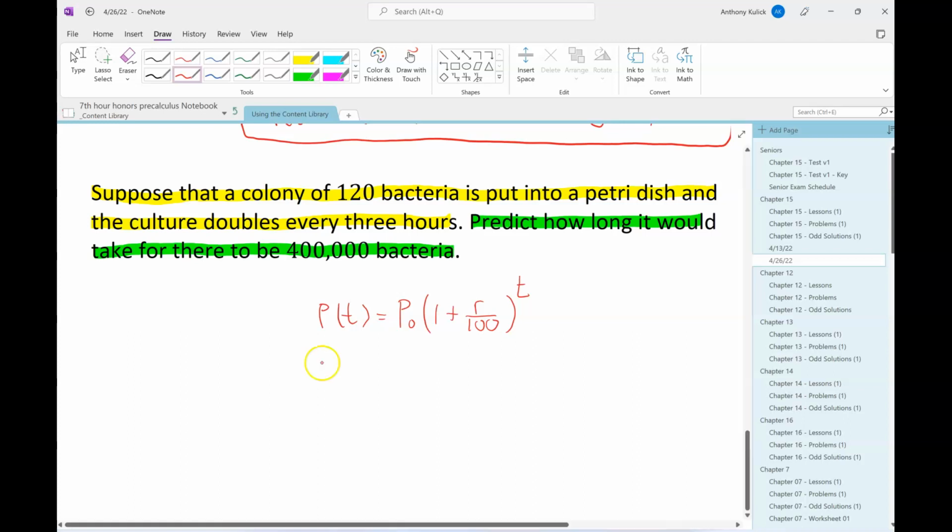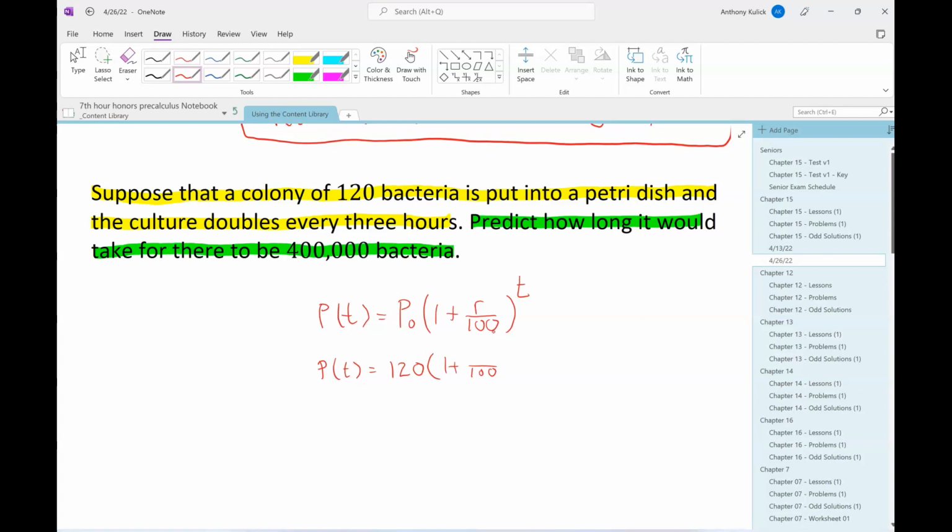So what is my value for P naught? $120, yeah. Just shout it out if you know it. If I didn't hear it, that's okay. And then we need our value for R. What's our value for R going to be? Now, it doesn't say it explicitly, right? What word in here is going to be telling us our value for R, though? Lily? Doubles.